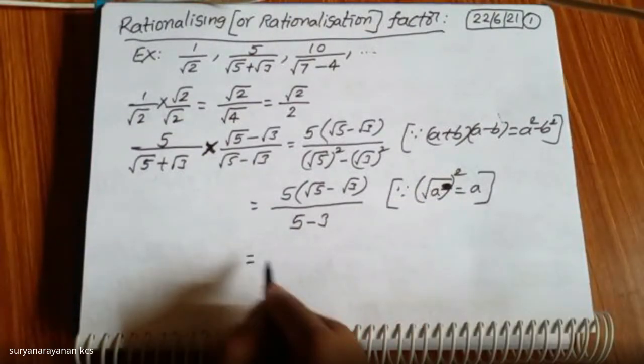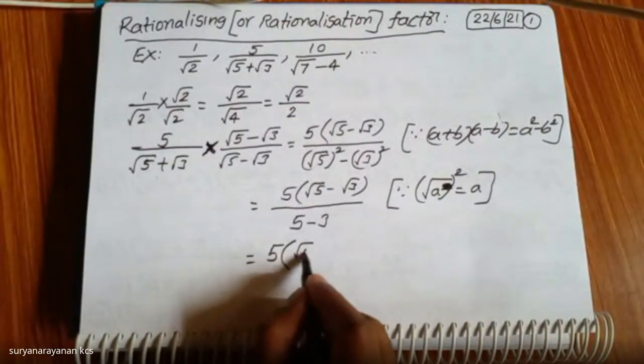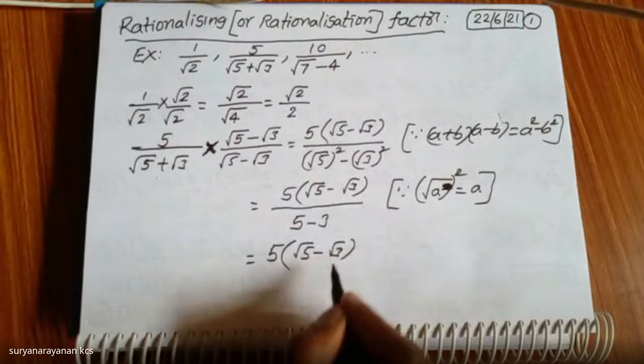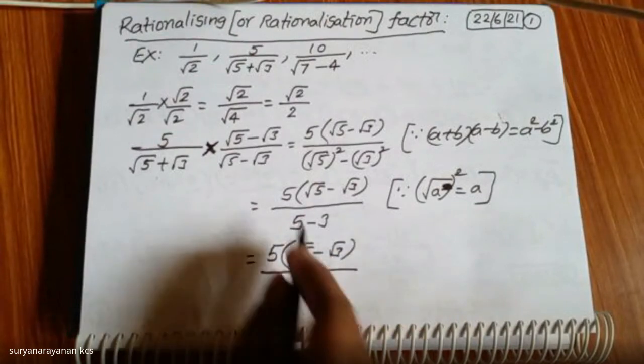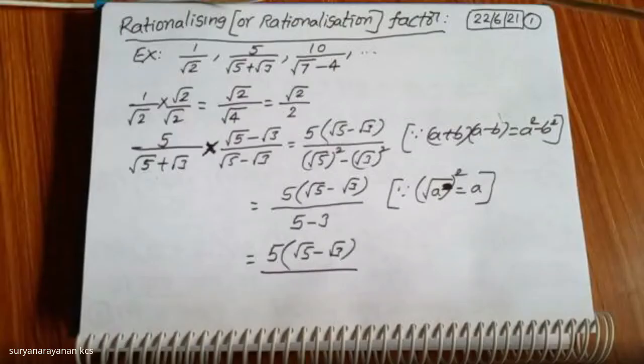Now let us see what will happen in the denominator. 5 into root 5 minus root 3 over the denominator. What will you get? 5 minus 3. What is the value of 5 minus 3? 2. Yes, 2.